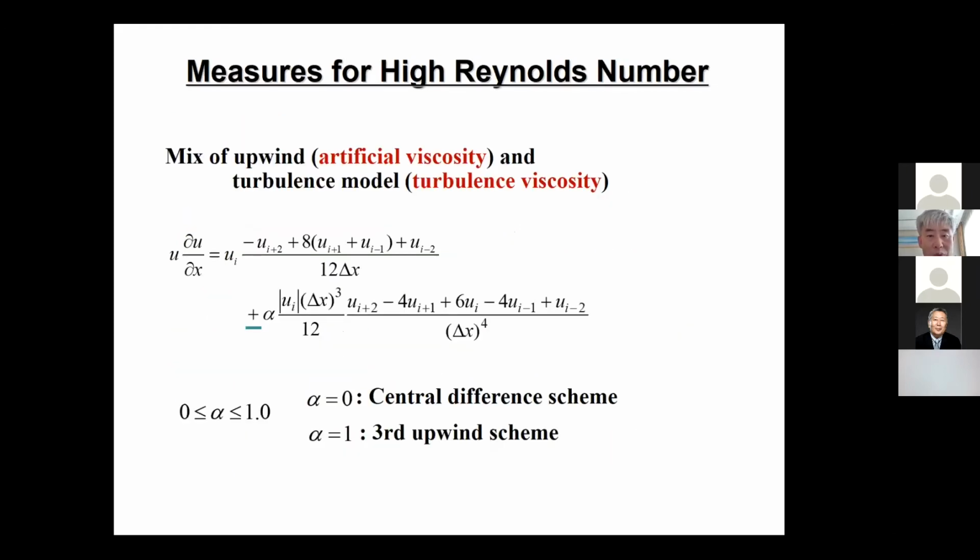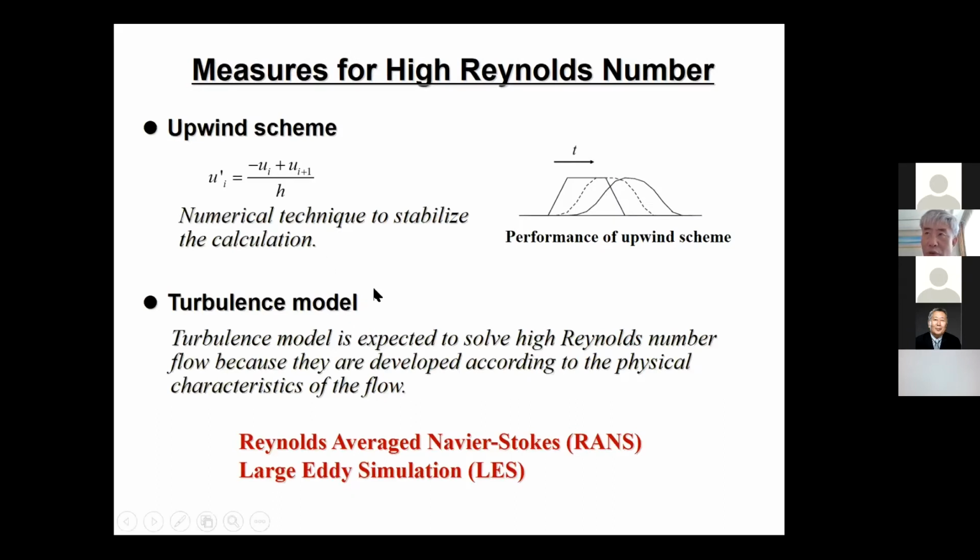But here people will consider which one is better. For practical issues, we don't want to use the upwind scheme. We want to solve the problem by adding a turbulence model only. But the problem is, even if you have a very strong computer, with only a turbulence model, you still cannot solve the high Reynolds number conditions. So usually we combine these two together.